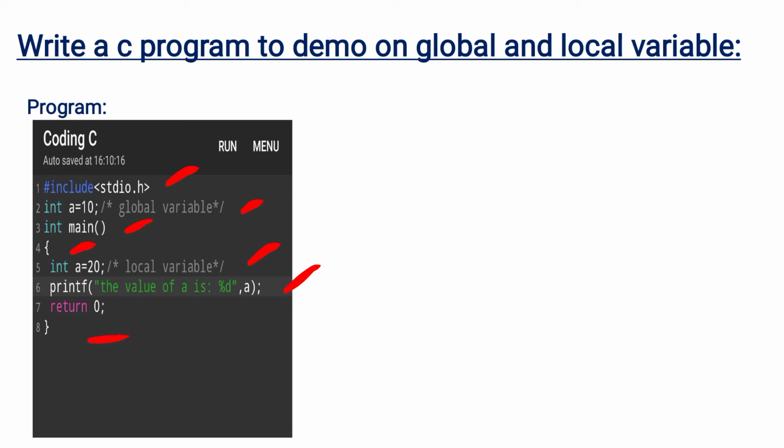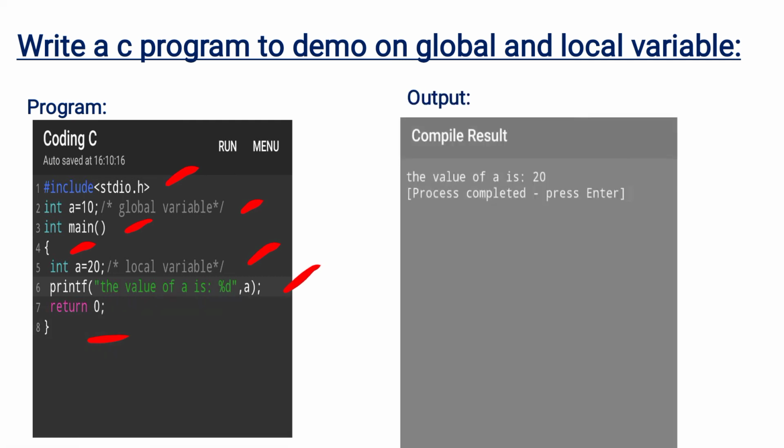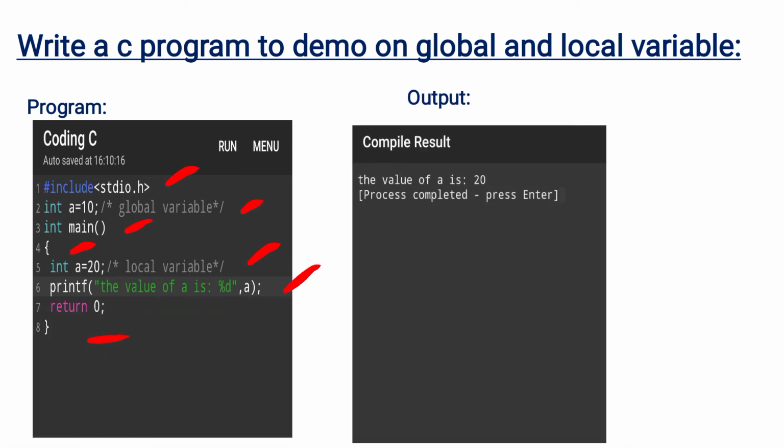Next, we will see the output when we run this program. This is the output. Observe that the value of a is 20. The global variable a has 10 and the local variable a has 20 in this program. In the output we get the value 20. That means the local variable has higher priority than the global variable. So this is the demo program on global and local variables.